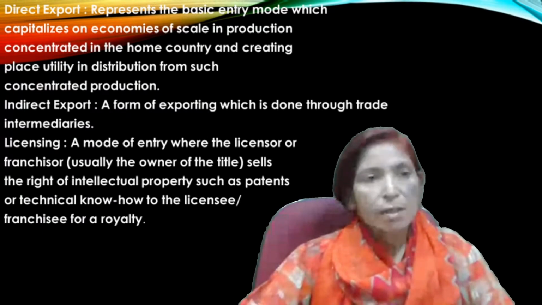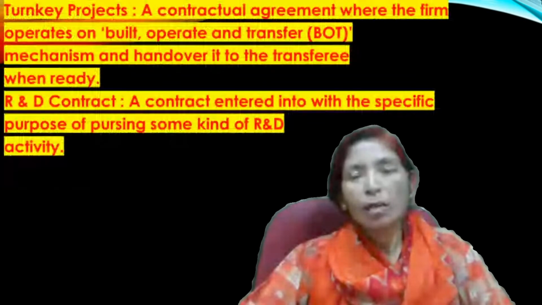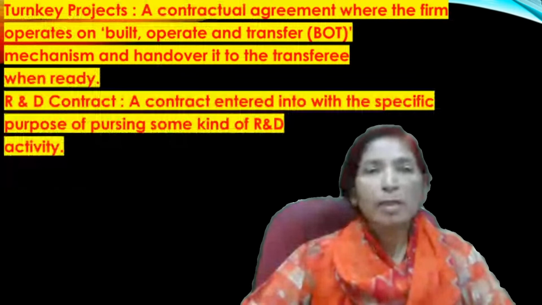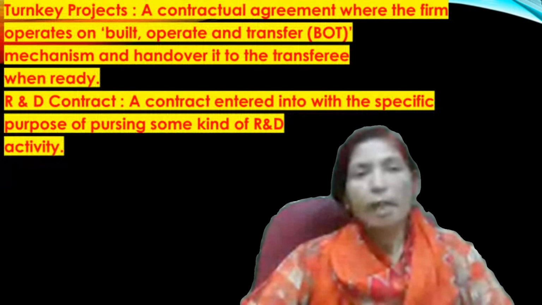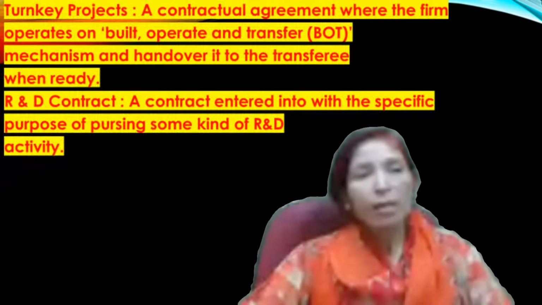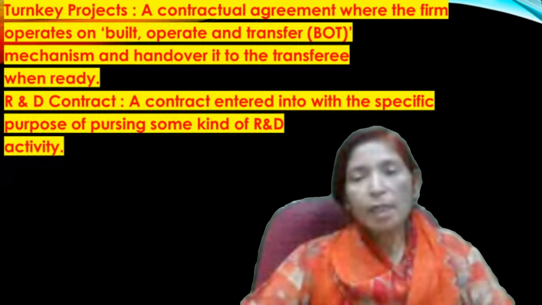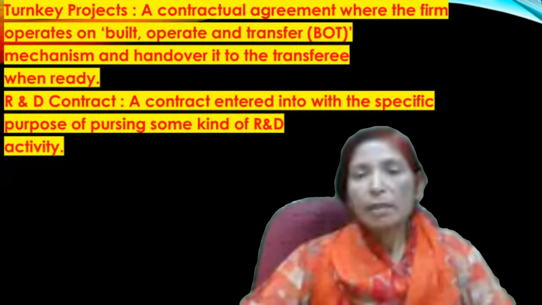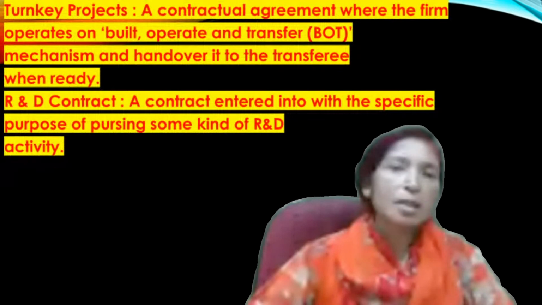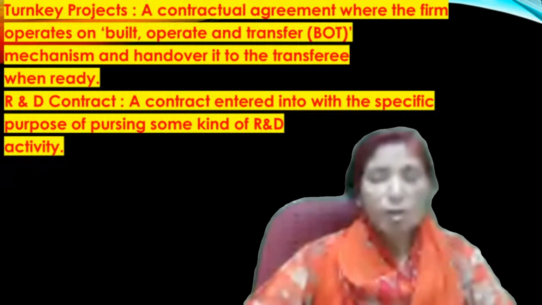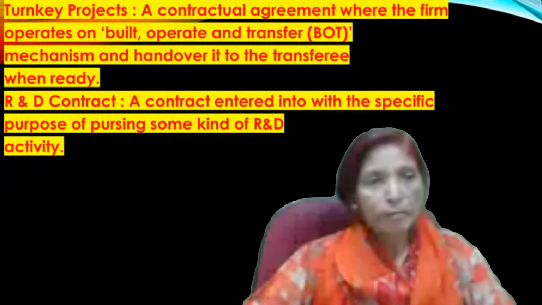Next is turnkey projects. A turnkey project is a contractual agreement where the firm operates on a build, operate and transfer mechanism and hands it over to the transferee when ready. And research and development contracts are those contracts which firms enter into with the specific purpose of pursuing some kind of research and development activity. So these are the different forms of strategic alliances.